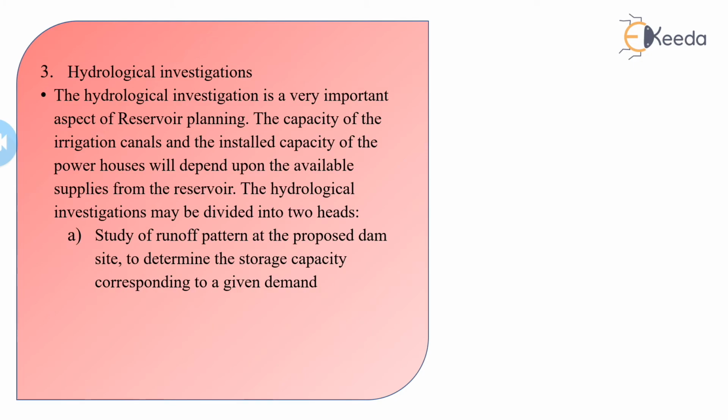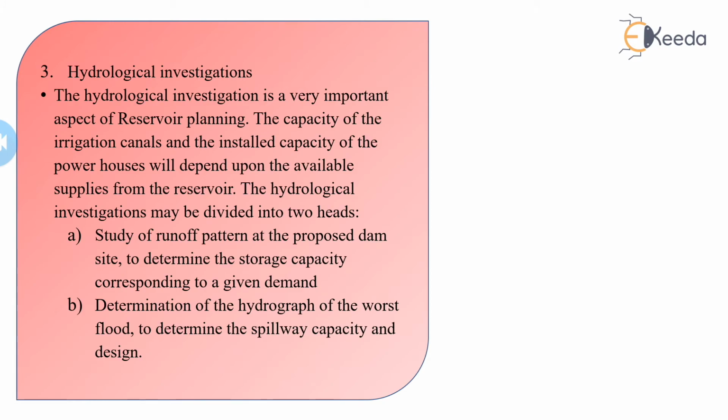We have to do the study of the runoff pattern at the proposed dam site as well as determine the storage capacity corresponding to a given demand. Then the determination of the hydrograph of the worst flood to determine the spillway capacity and its design. See, in the previous chapter, chapter number 4, we studied how to plot the hydrograph when we have the runoff value, or when we want to find out the runoff value, we have the rainfall. Then in which manner we are going to plot the hydrograph, we studied in chapter number 4.